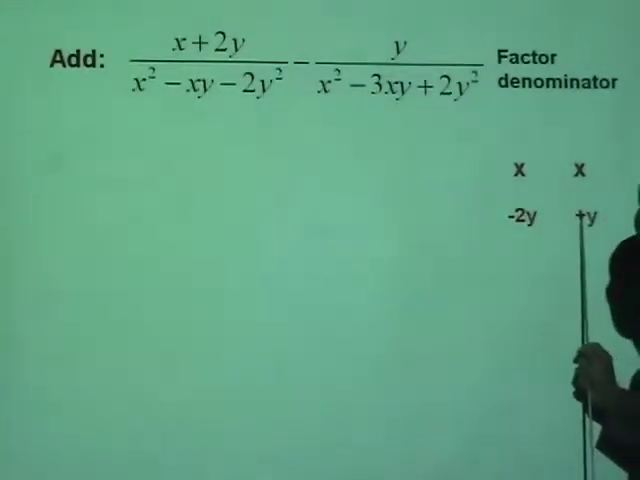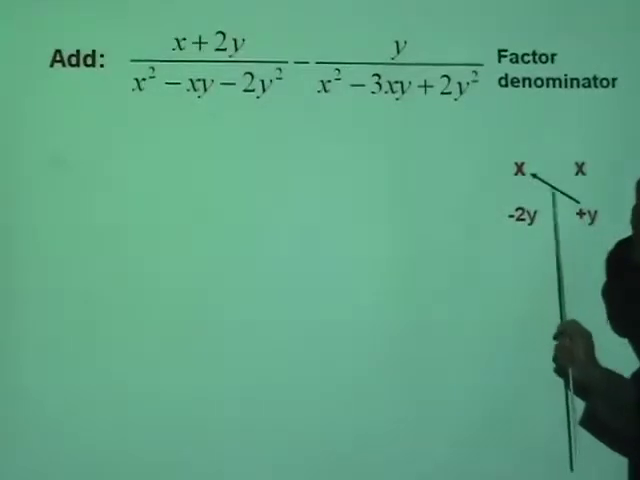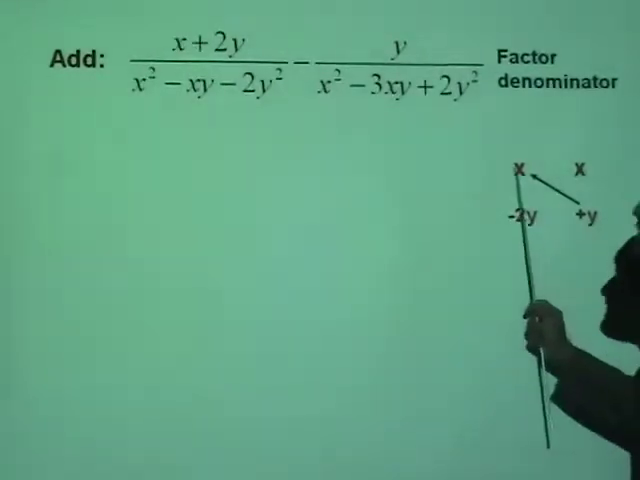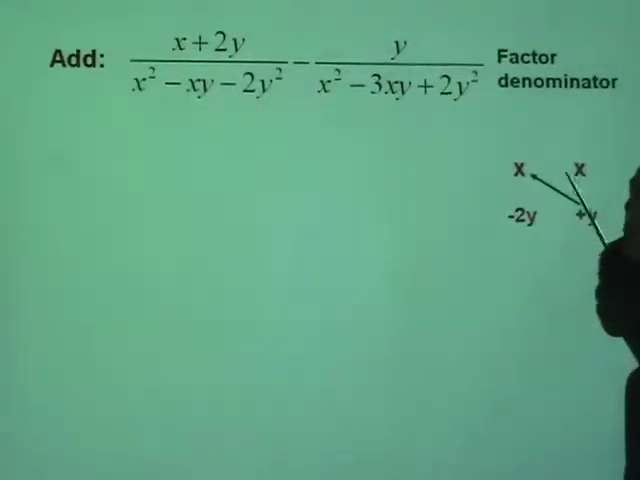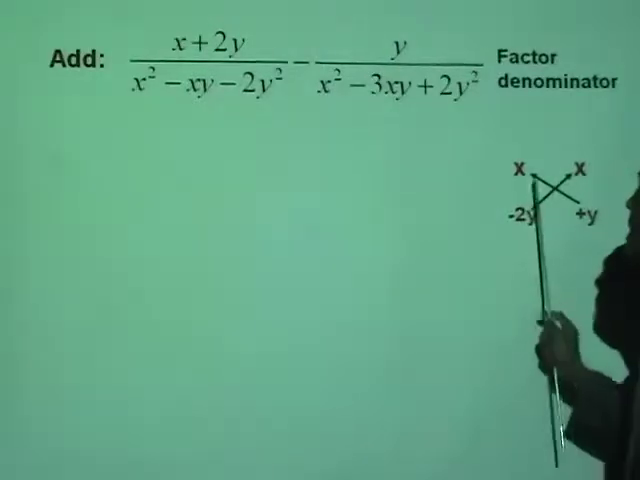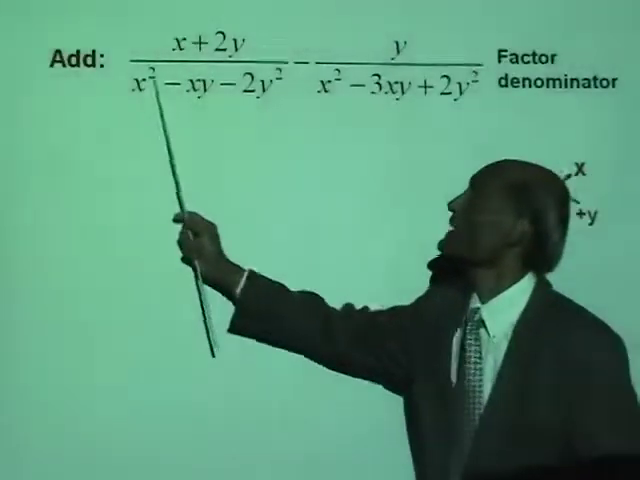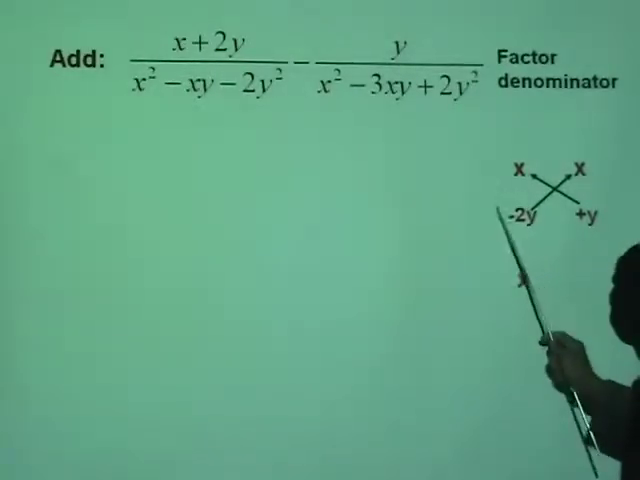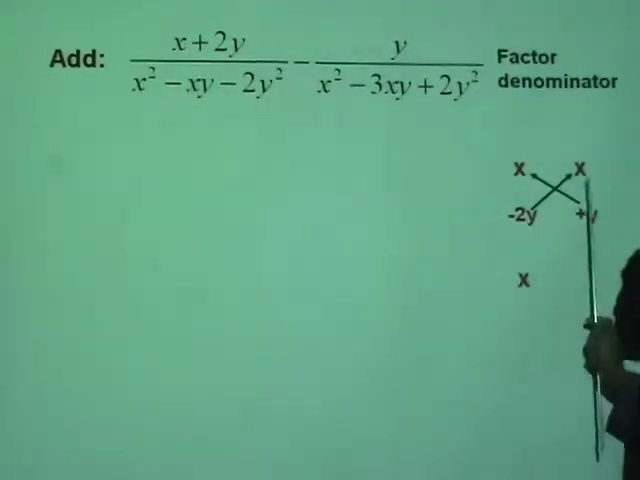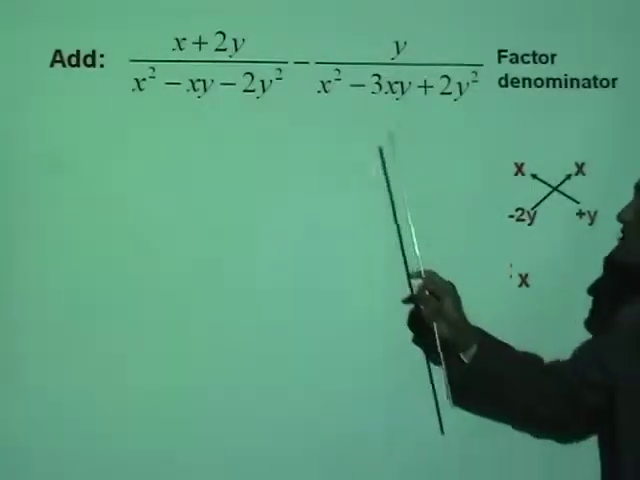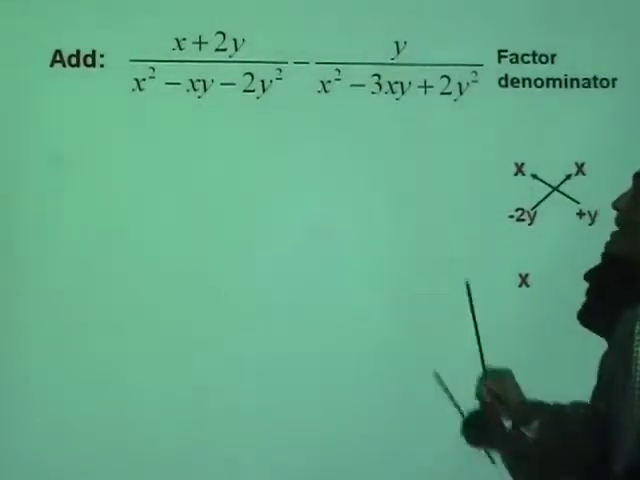Now look at this. y times x is xy, minus 2xy. Positive xy minus 2xy is minus xy. So what are the factors of this denominator? The factors of the denominator are x minus 2y times x plus y. We will leave it here. Let's go and factor the second denominator.